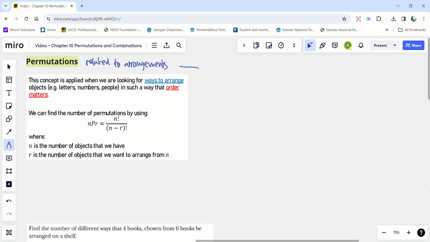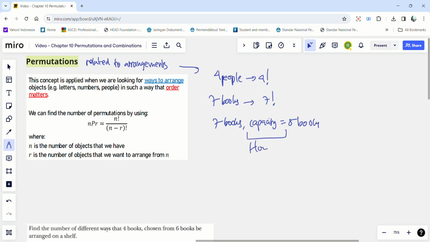Before, you saw the idea that, let's say, you want to take a group picture of 4 people, and the way you arrange them will be 4 factorial. Or if you have 7 different books and you want to arrange them on a shelf, it will be 7 factorial. But that is not always the case with arrangements. Sometimes you have 7 books, but the capacity is only for 5 books. In such a case, how many ways can you arrange the books on the shelf? So it's a different case.